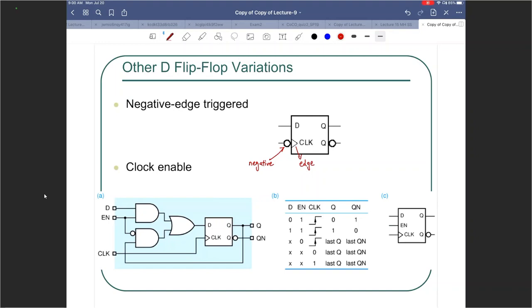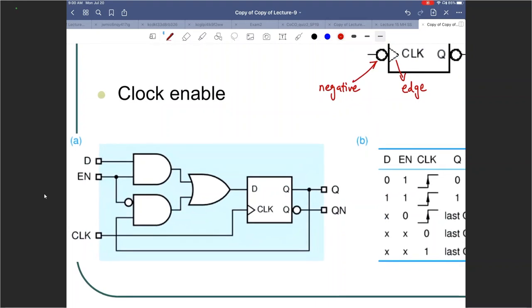Now, you could have another variation of a D flip-flop, which is with the clock enable. So I want the clock signal to count only when it is enabled. So there is some circuitry over here. There are some logic gate connections over here. Let us try to see what they really are.